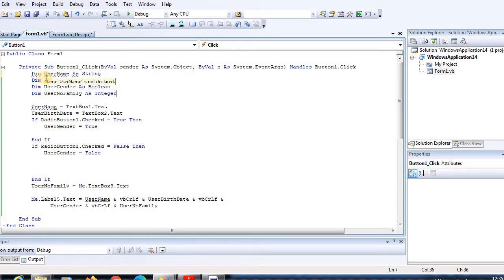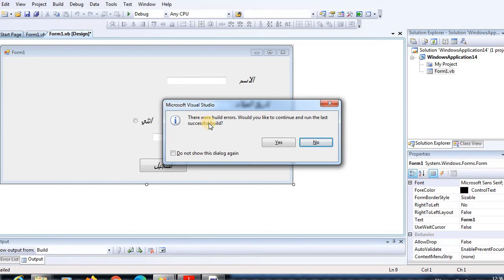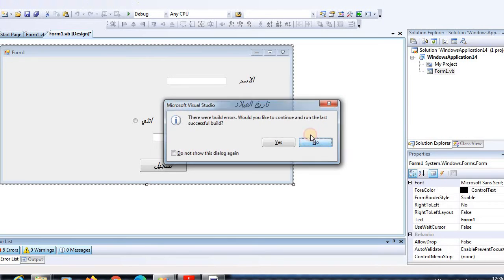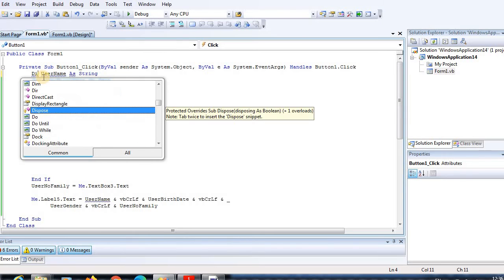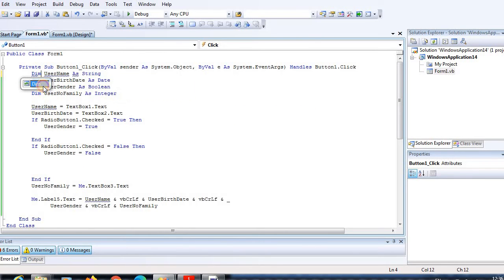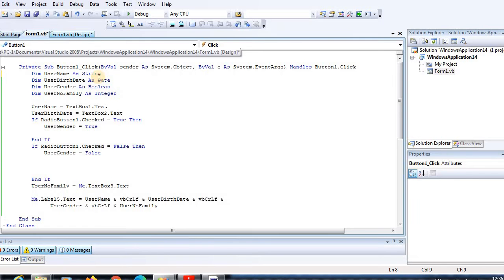So this underline means it is a mistake, and you can find a text box appear to you with a correction. It said username is not declared. It is not declared because it has the syntax error, the letter N, so it will not work with you. Let's run the application. So there were build errors, and that will happen with you if you have this error. To avoid this, we have to write it correctly with letter M, not N. Okay, that was the first one.